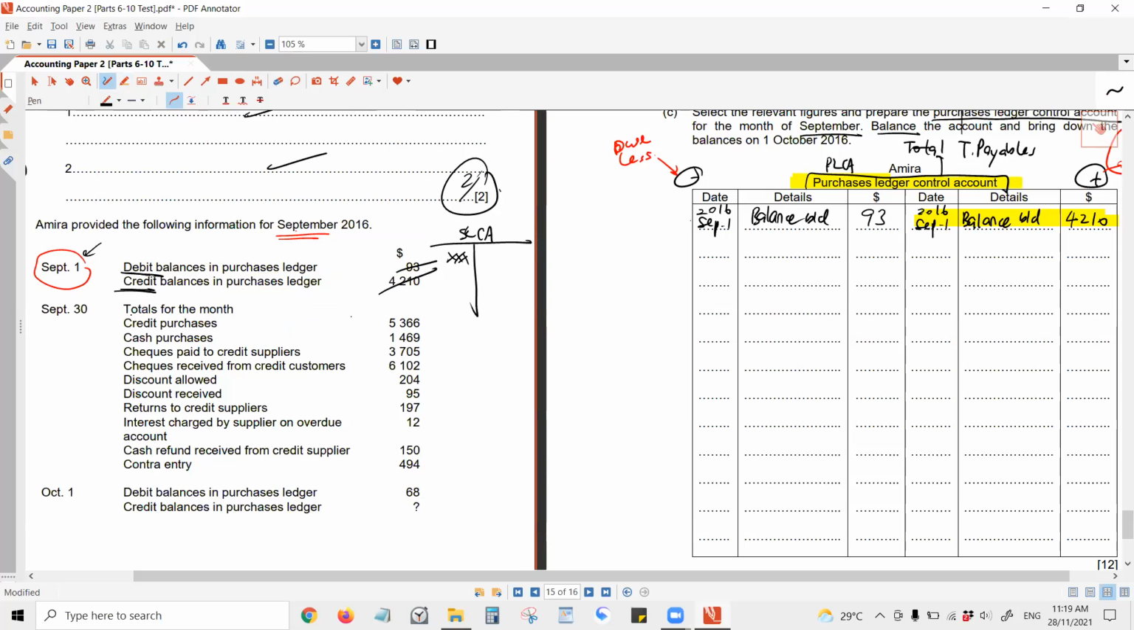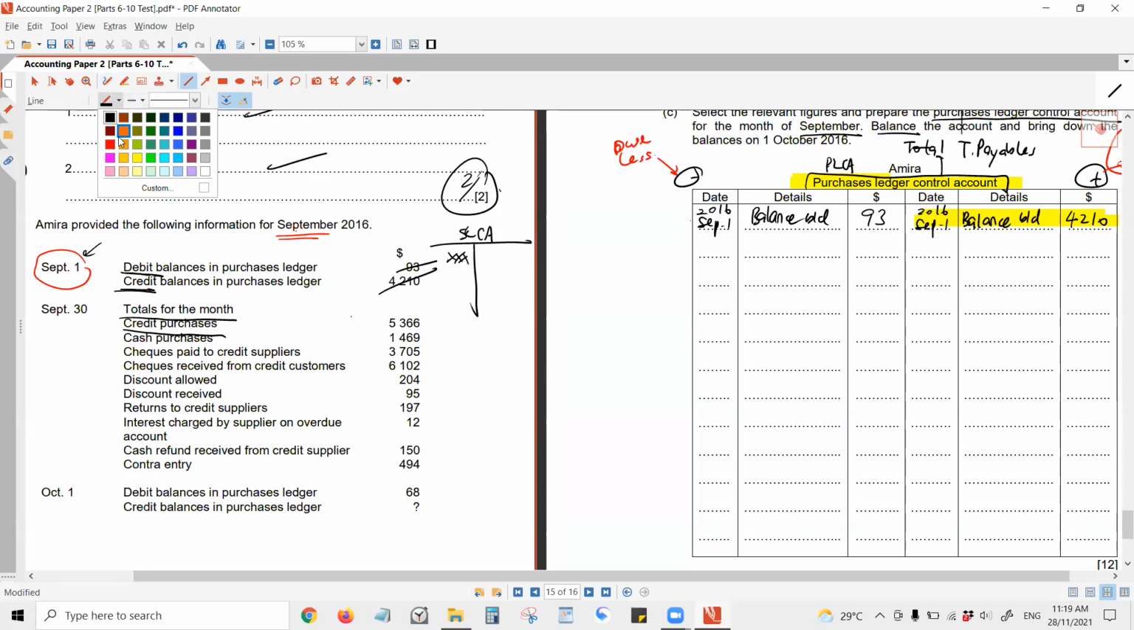Continue. Totals for the month. Credit purchases means you buy goods on credit. We buy goods on credit. This should make us owe more to the supplier, right? This will make us owe more to the supplier.